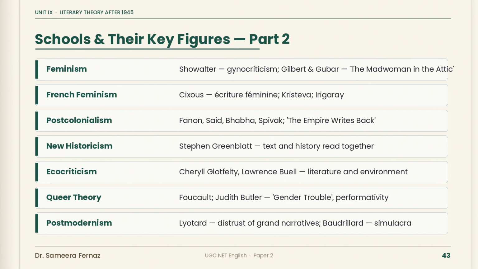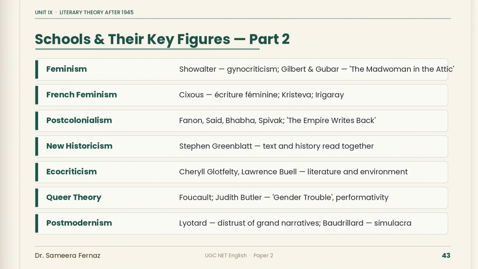French feminism gives us Cixous with L'Écriture féminine along with Kristeva. Post-colonialism gives us Fanon, Said, Bhabha, and Spivak, and the important book The Empire Writes Back. New historicism belongs to Stephen Greenblatt, who read text and history together. Eco-criticism gives us Cheryll Glotfelty and Lawrence Buell, linking literature and the environment.